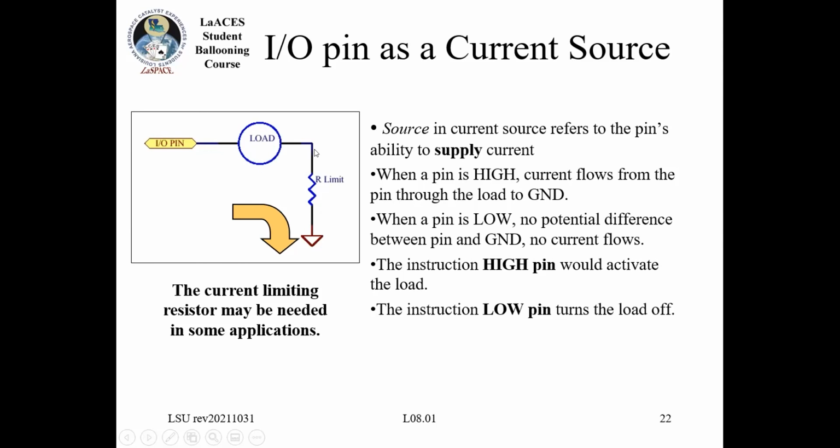So you want to know how much current you should be supplying out of that. If you look at the specs, there will be a maximum current limit that you can supply out of your IO pins. And obviously when this pin is high, the load is on, right? I have current flow from positive to ground. When the pin is low, the load is off.